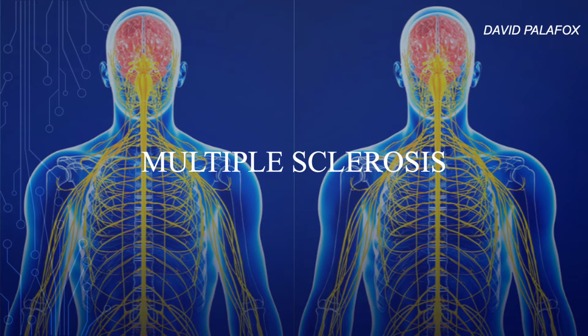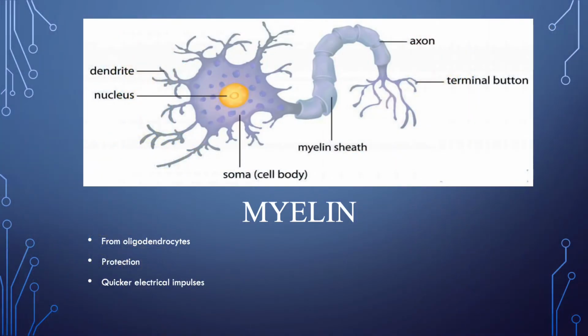Before I get into what MS is, I just want to quickly go over what myelin is. Myelin is produced by a group of cells called oligodendrocytes. Myelin is wrapped around the axon of neurons, giving it a protective sheath. But not only does it give it protection, it also allows for electrical impulses to travel quicker throughout the axon, resulting in quicker communication between neurons.